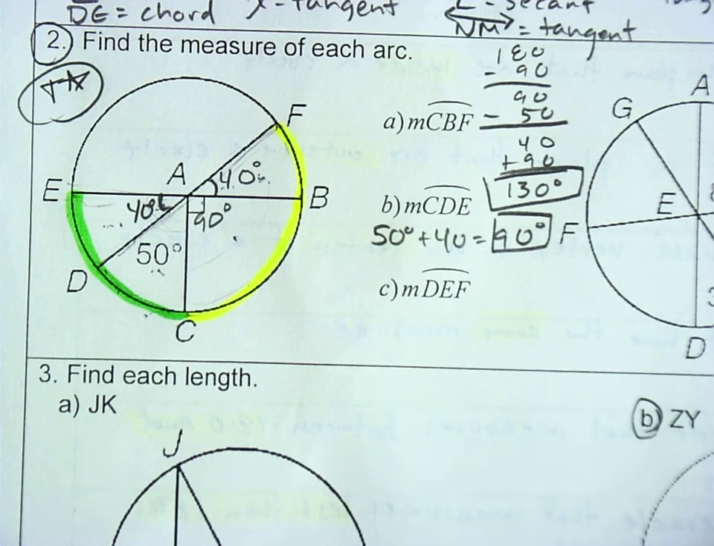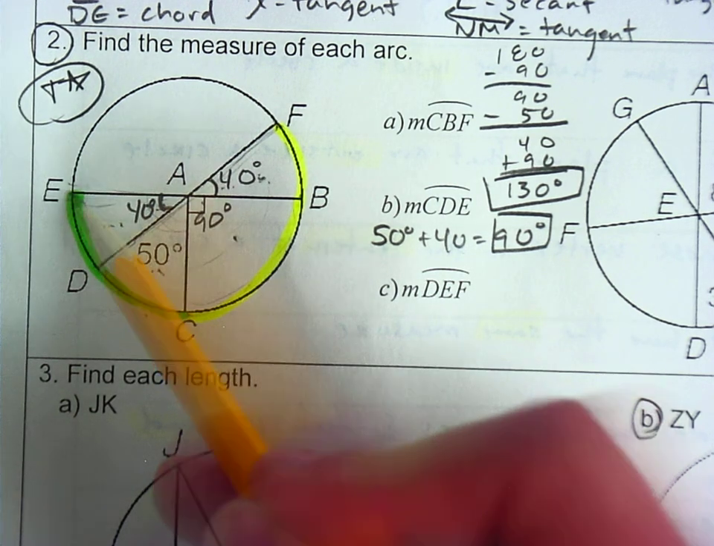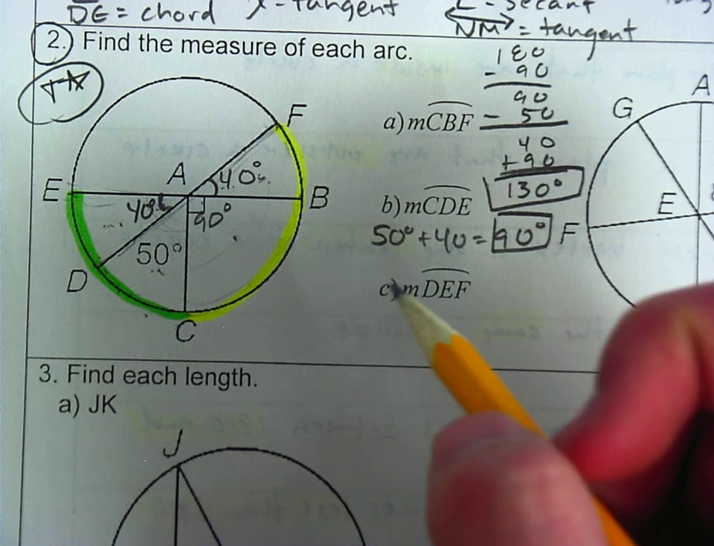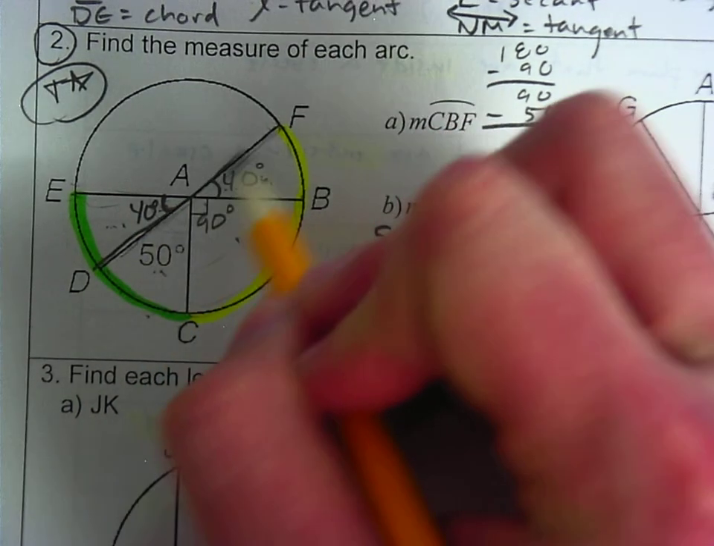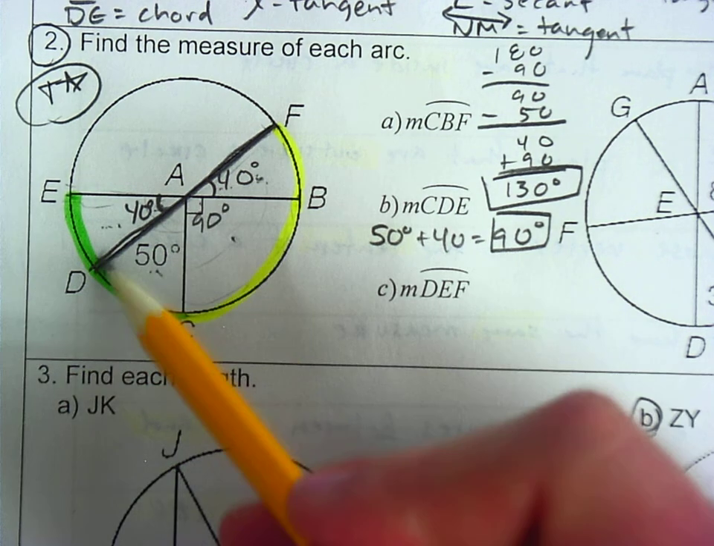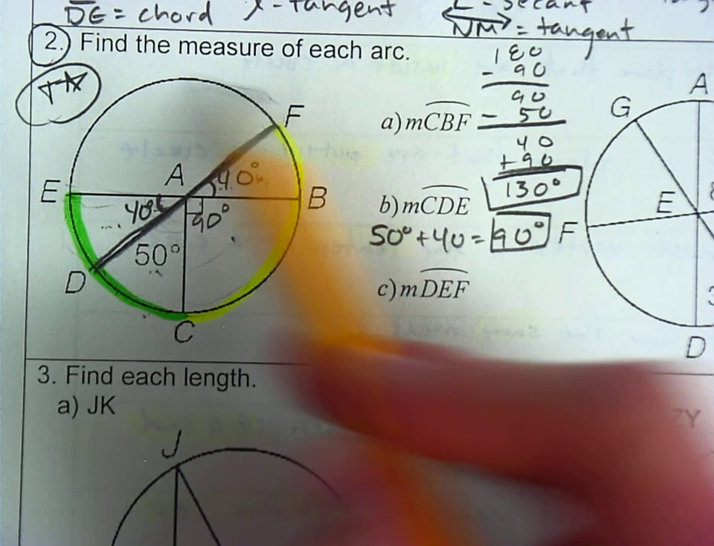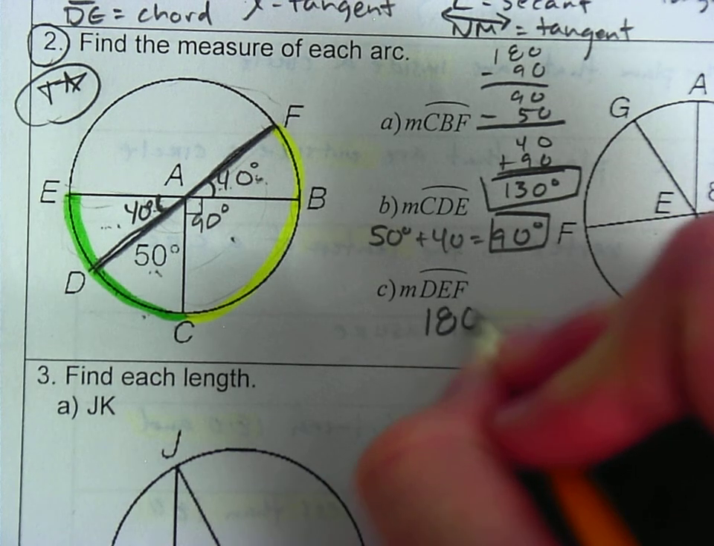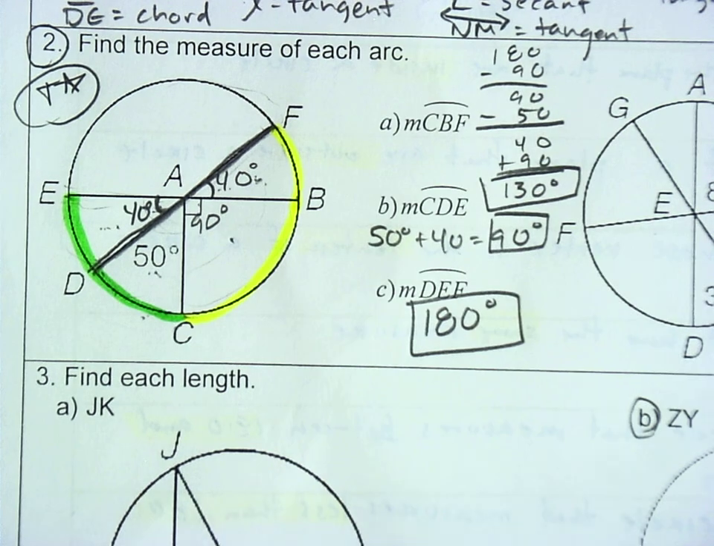All right, and then last but not least, they want DEF. Well, right off the bat, I noticed that DEF is on a diameter. There's my diameter. And DEF looks like half of the circle. Well, I know that half of a circle is just 180 degrees.